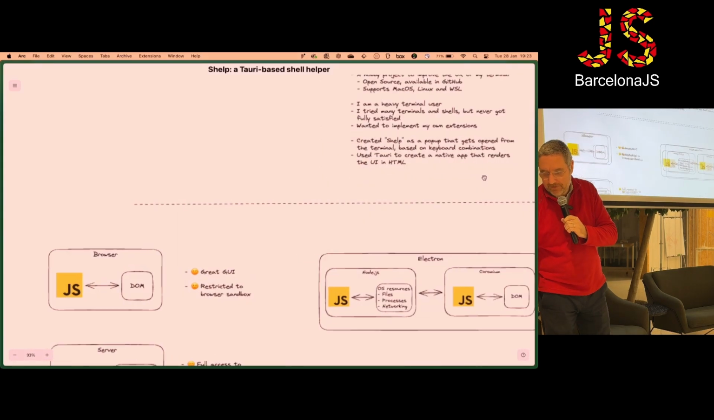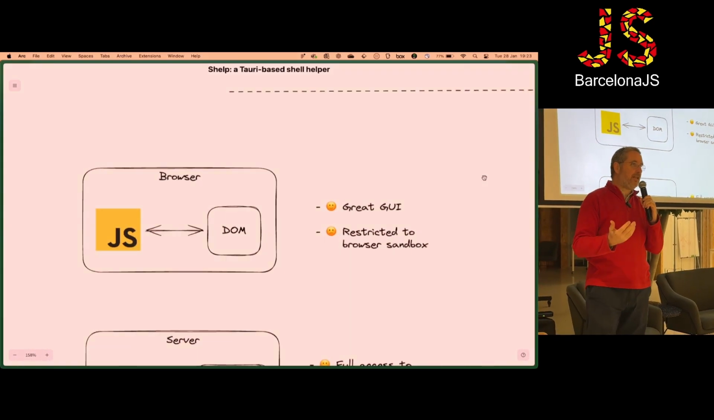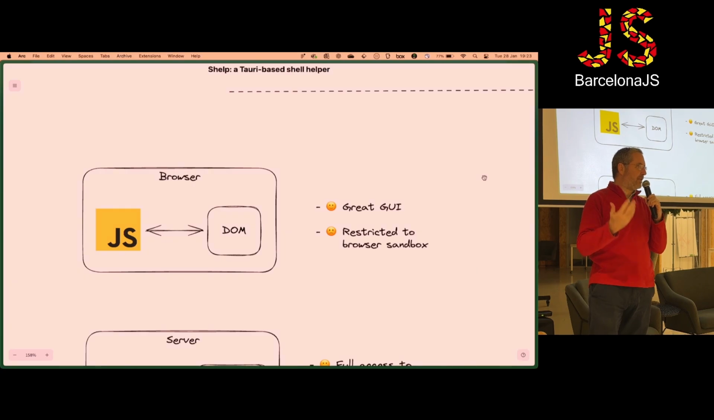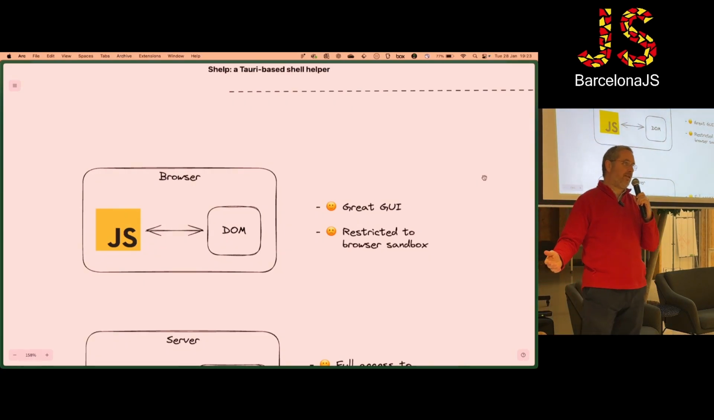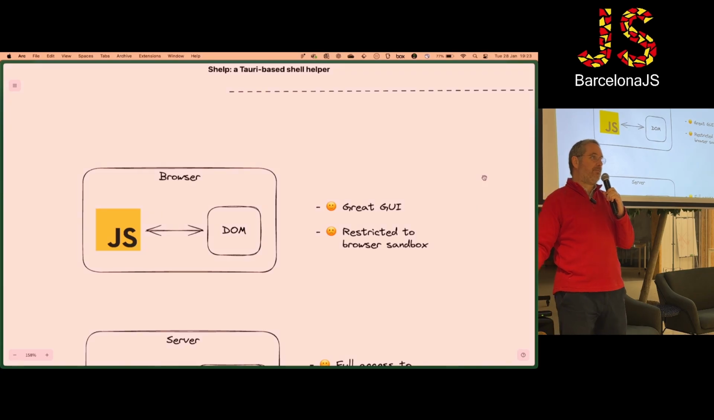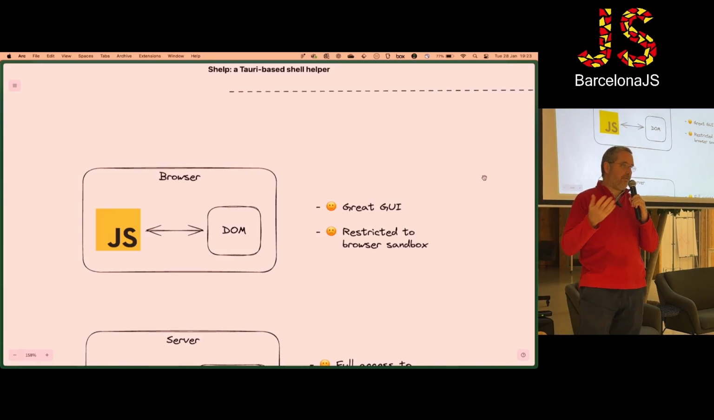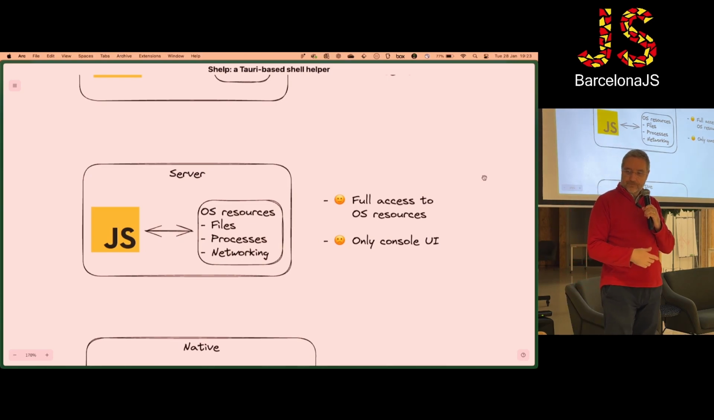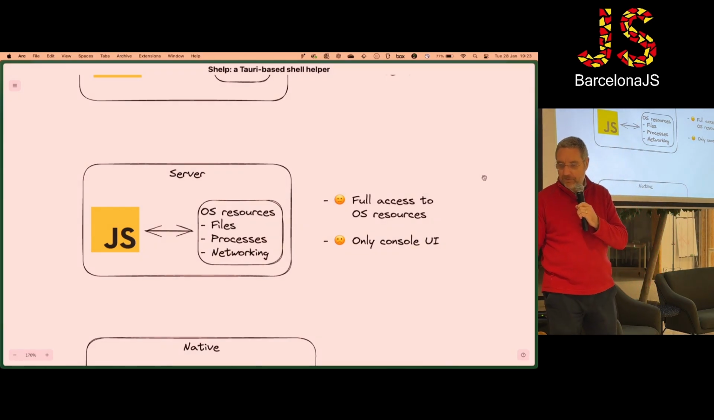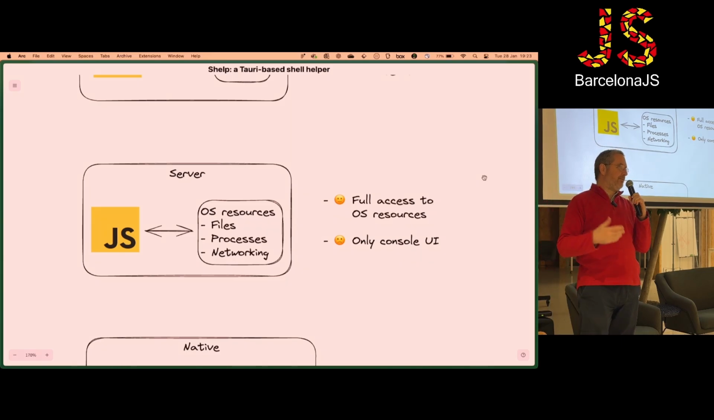And so let's have an overview of native apps in web technologies, in JavaScript, HTML, whatever, right? We have JavaScript with a great UI, great interactivity in the browser. Everybody knows this, but we cannot access the system resources. We cannot do native things, right? On the other hand, we have Node.js or Deno, Bun, whatever. Great access to operating system resources, but very limited UI, text console, right?